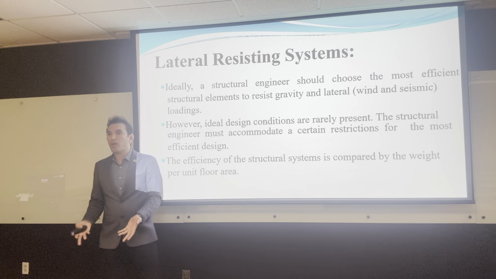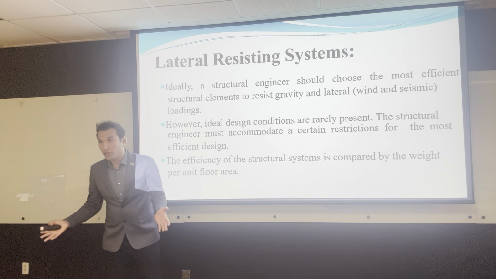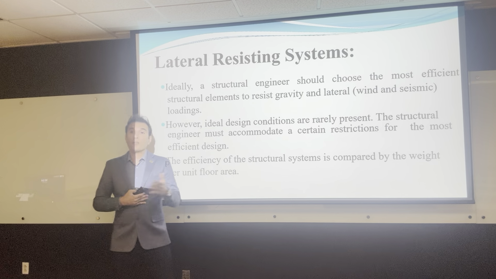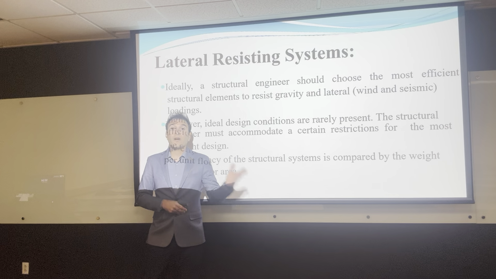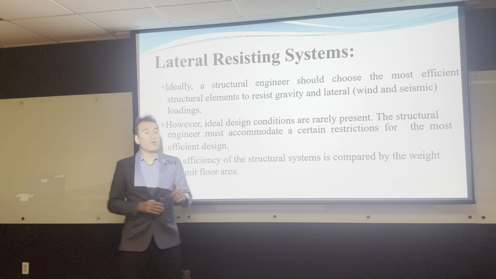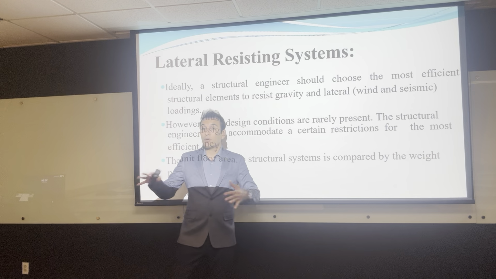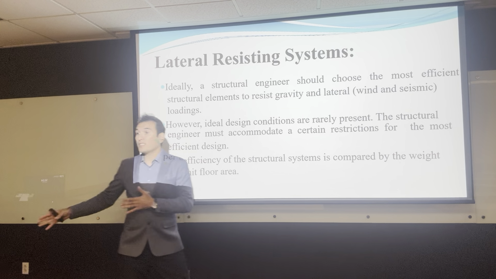How can we describe efficiency? When I say an efficient system, that means less cost, and at the same time we don't compromise the safety and the functionality of the building, right? So how can we measure that? Usually we measure that by the weight per unit area, like how much weight of the structure you have per square meter. If you make it less, that means less cost, less labor, so it's going to be much less money, okay?